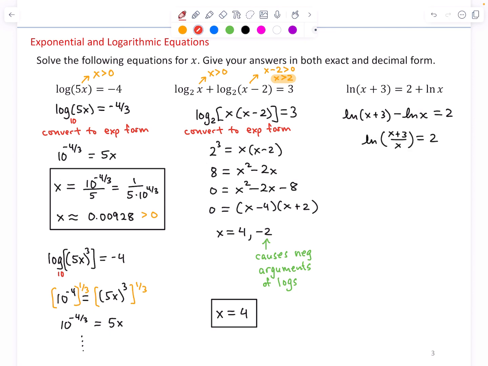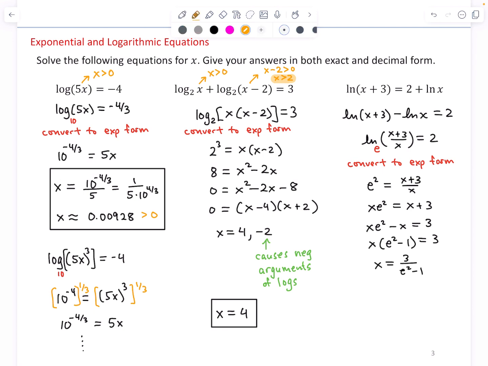Now keep in mind that natural log does have a base of e, and now that the logarithm is isolated, I can convert to exponential form. This would give us e squared must be equal to the argument (x plus 3) over x. Now I need to solve this equation for x. Well, I'll begin by multiplying both sides of the equation by x, gathering the x terms on one side, so I'll subtract x from both sides of the equation, factor x out, and then divide.